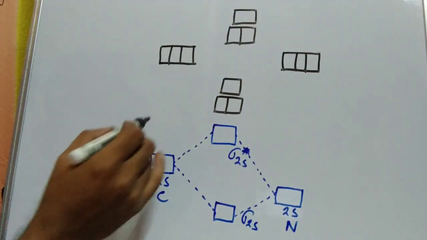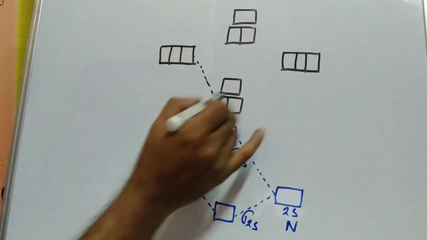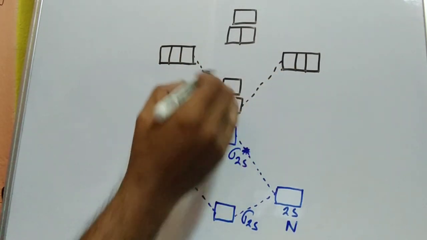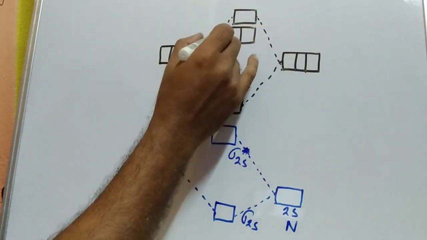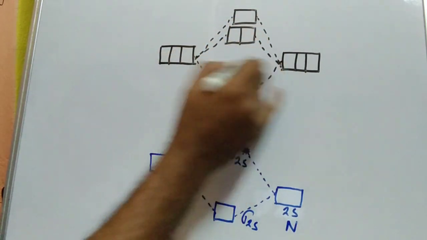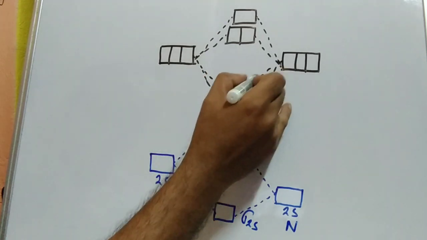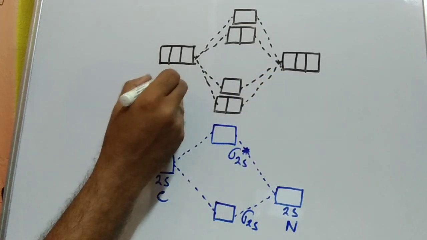Removal of one electron to make NO+ results in a shorter and stronger bond because the electron is removed from an antibonding orbital, thus increasing the bond order to 3.